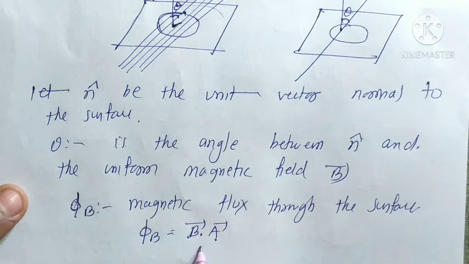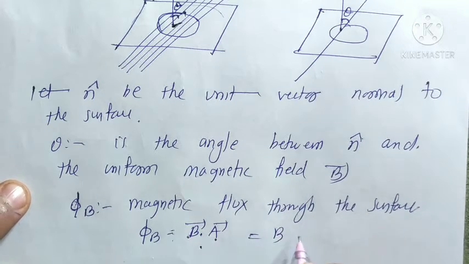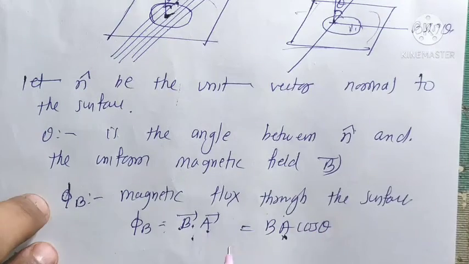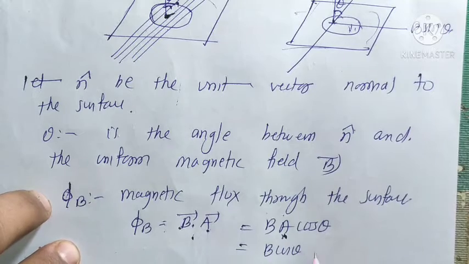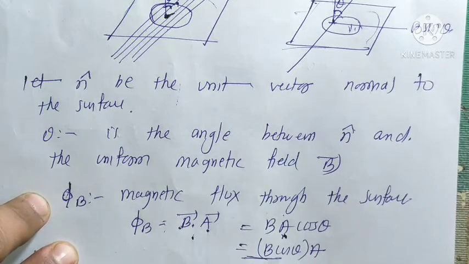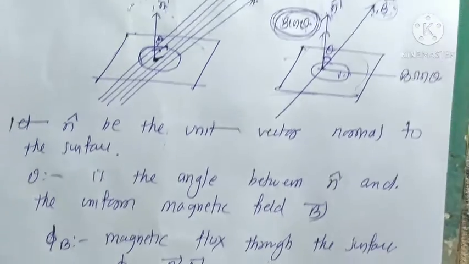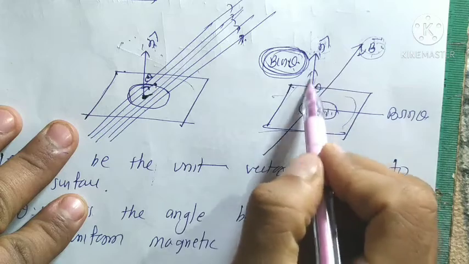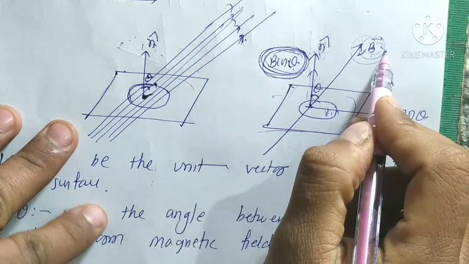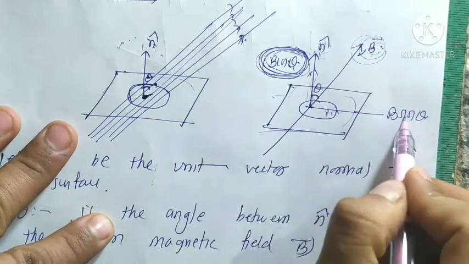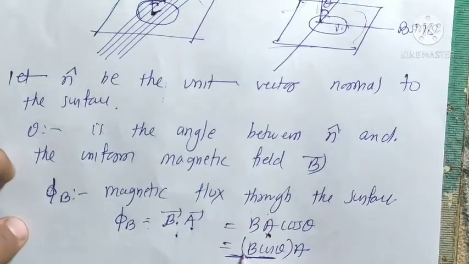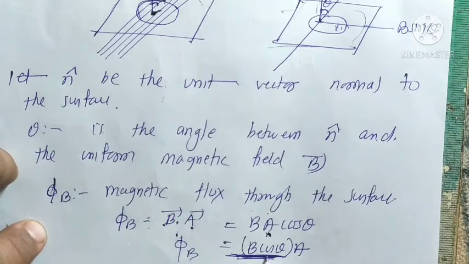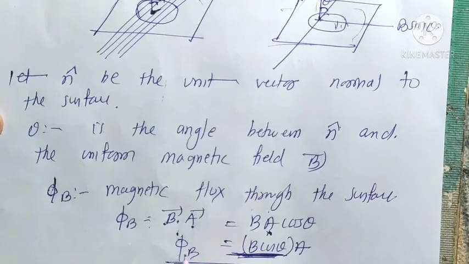So we can write the dot product as B A cos theta, so B cos theta times A. What is B cos theta here? You can see that it is the component of B along this unit vector. We resolve B into two components, B cos theta and B sin theta. This is the component perpendicular to the surface, times area. This is the magnetic flux.